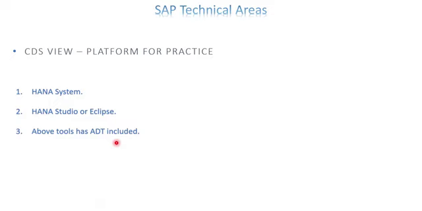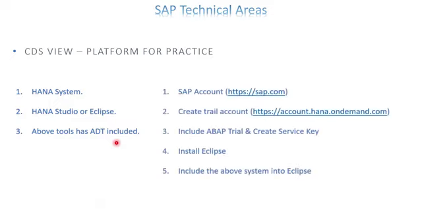Okay, this is one way. Another way, which is not the actual one: if you don't have a HANA system, you can also rent a system in the market. You can rent a HANA system for SAP. It's very cheap in the market.